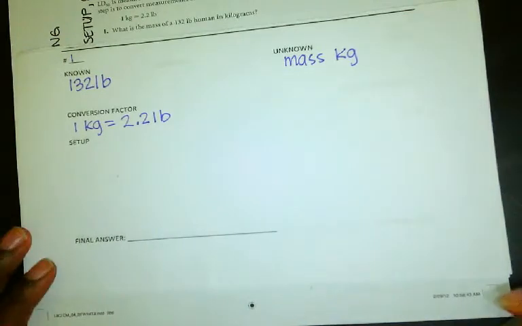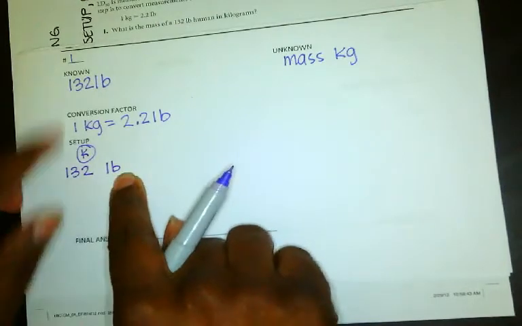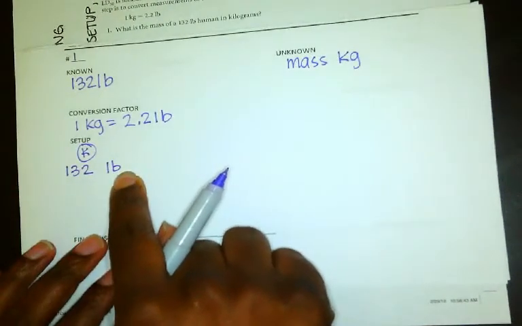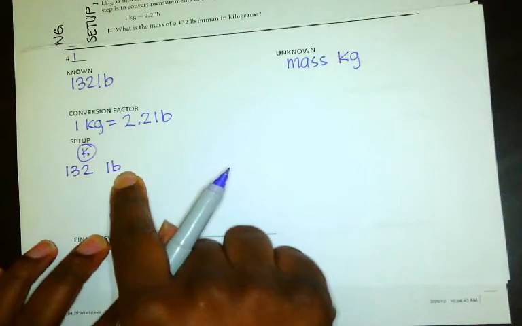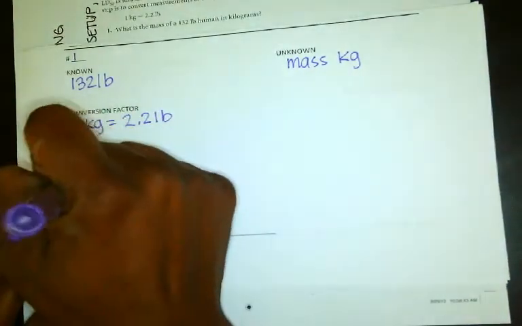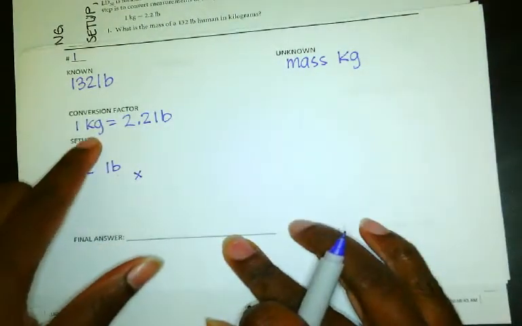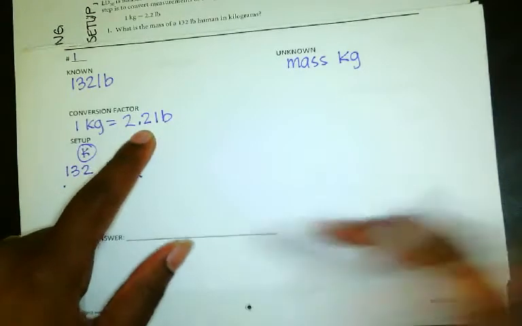So in our case, our known always goes first in our setup, and that's the 132 pounds. I'm trying to write that a little more clearly because up here it looks like 132 lb, and we want that to be very clear. Make sure that your units are there. And we need to make a fraction out of this. We've talked about that before.